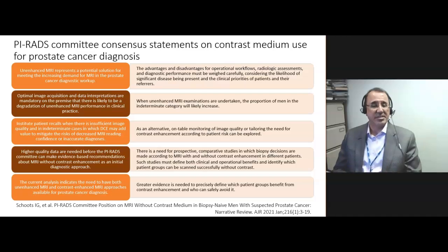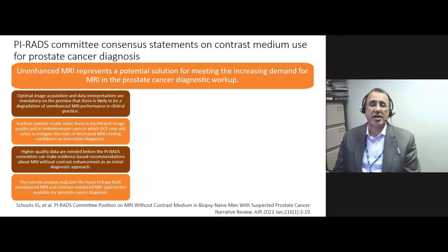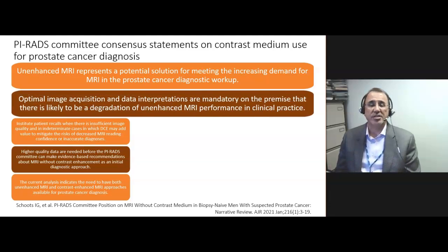So what does the PIRADS committee say about the use of contrast medium for prostate cancer diagnosis? They make 5 key statements. They say that unenhanced MRI represents a potential solution for meeting the increased demand for MRI for prostate cancer workup. So it is a potential solution. Optimal image quality and data interpretations are mandatory, based on the premise that there will be a degradation of performance when you start using unenhanced MRI in clinical practice.